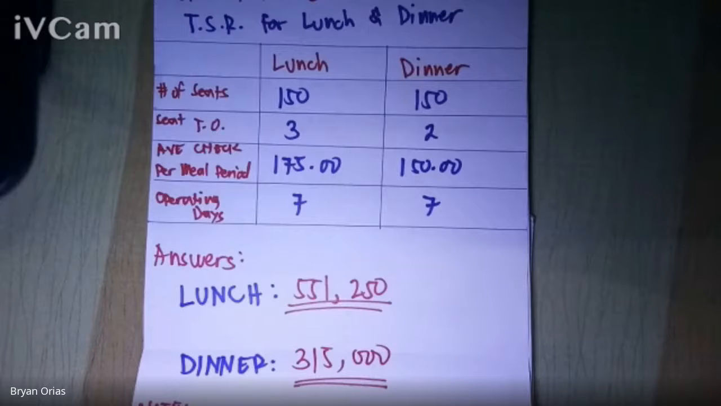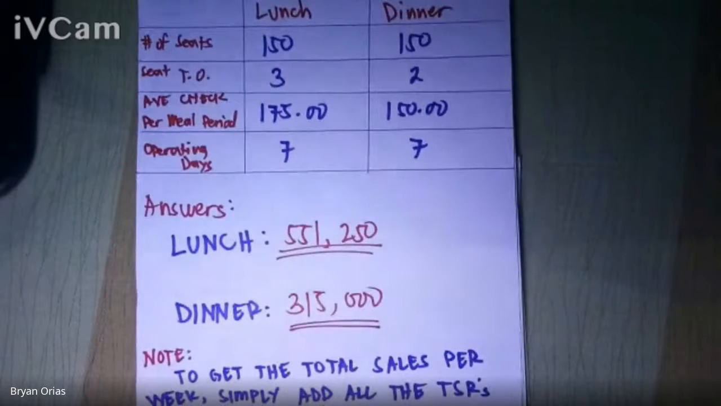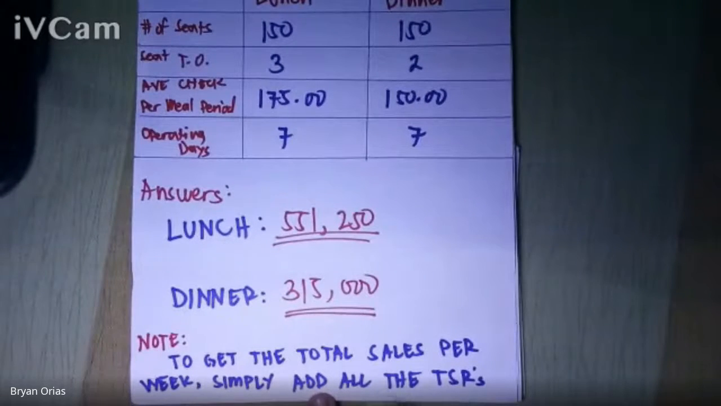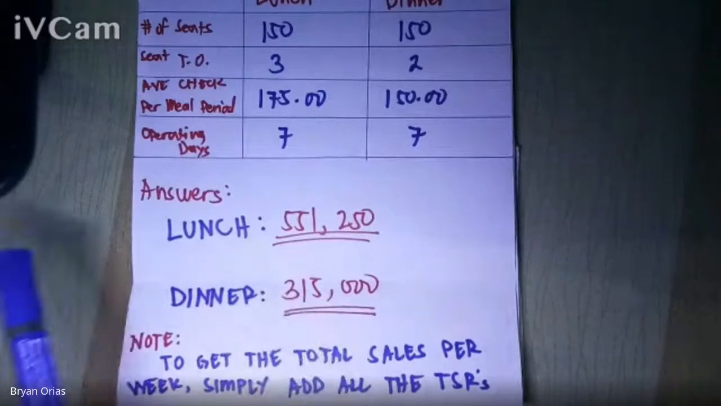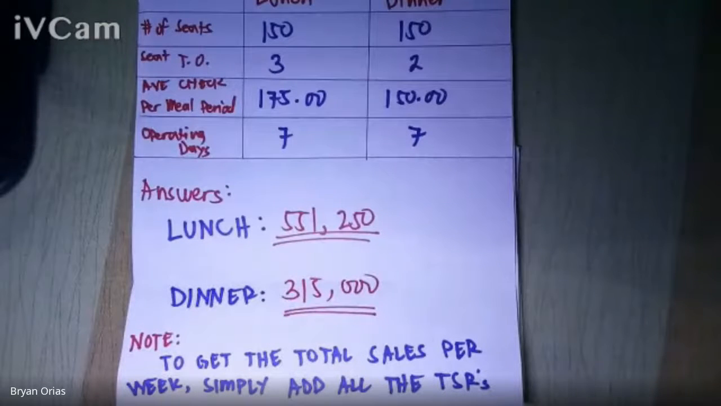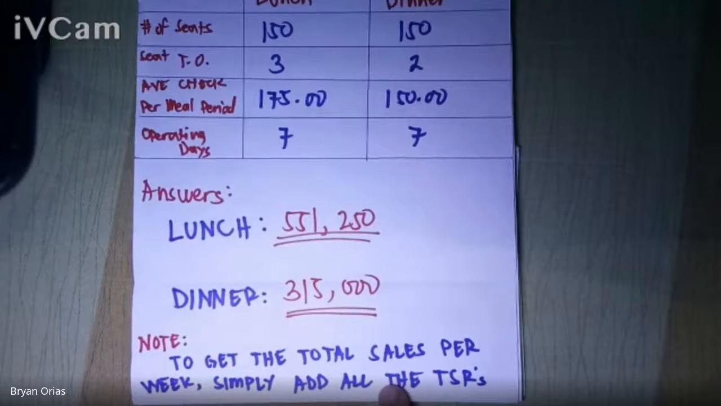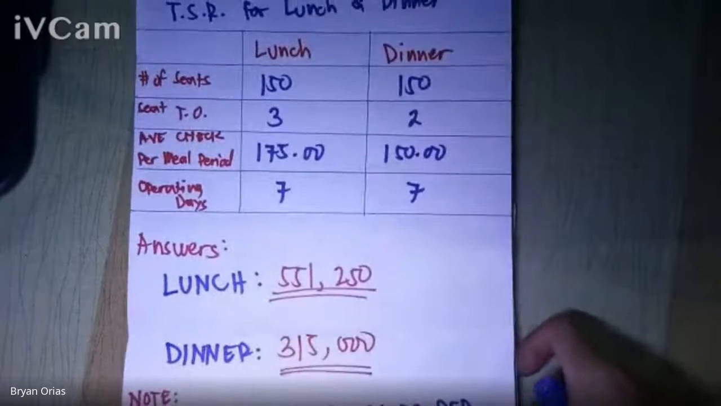It's just that, kaya ko po siya dinisect for the computation so that you can understand kung paano po siya mag-move. To get the total sales per week, simply add the total sales revenues or the TSRs. So yung TSRs na nakuha natin for breakfast, lunch, and dinner, kung gusto mo makuha yung total sales revenue for the whole day, you just have to add kung magkano yung nakuha mo for breakfast, lunch, and dinner. Questions? Wala naman.